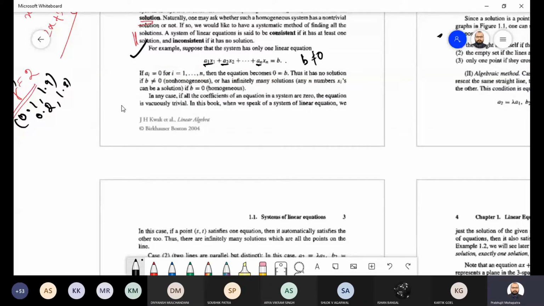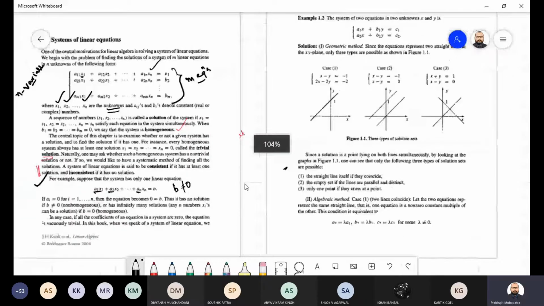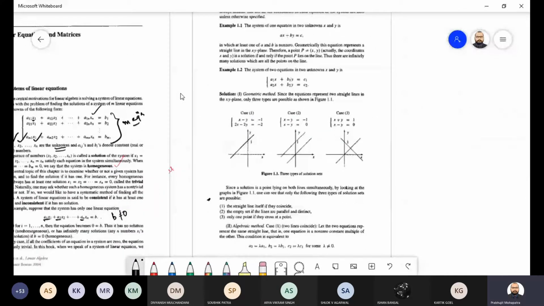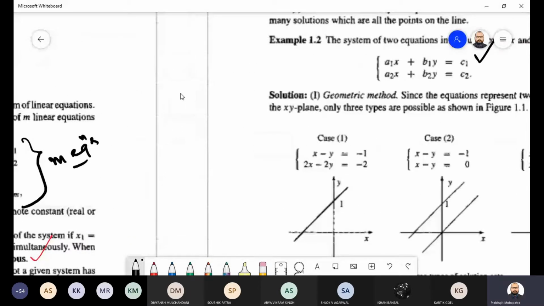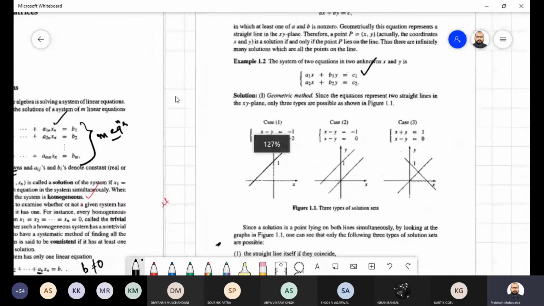We'll discuss those things later. Geometrically, if we show the same thing, always take the system of equations in two variables and two equations. The first equation is one straight line, the second equation is another straight line. So two straight lines are given, and you may have three combinations.